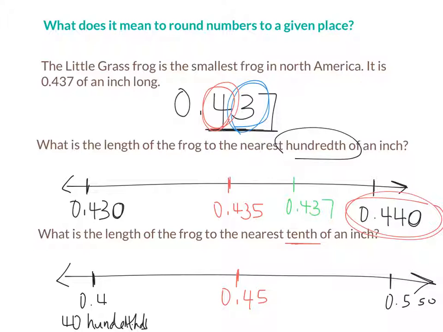Kish, can you come show us? Where would that be on our number line? That would be somewhere here. Okay, thank you. We're down here, but very good. So it'd be 400. So is it closer to the lower end or to the upper end? Lower end. So therefore, 437 thousandths rounded to the nearest tenth of an inch is how many inches? 0.4 inches. Very good. Okay.